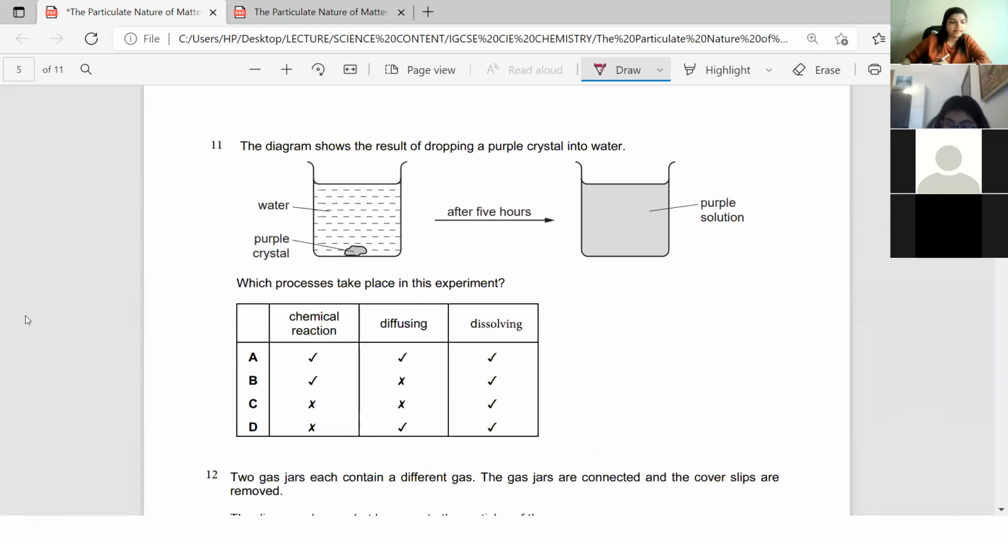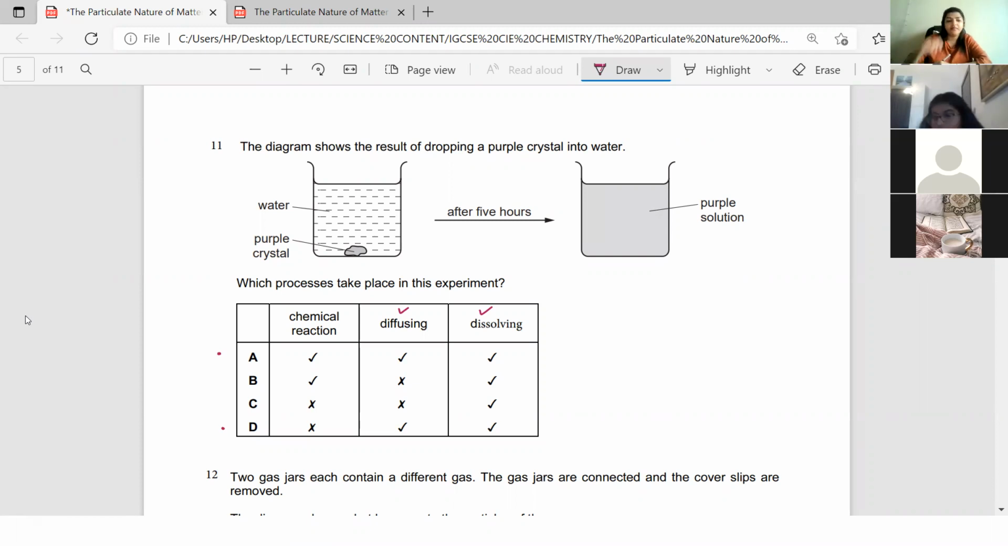Next one, Salma. The diagram shows the result of dropping a purple crystal into water. Which process takes place in this experiment? A, chemical reaction, diffusion and dissolving. Okay, so now let us check. So we know that diffusion and dissolving is definitely going to be there, correct? So answer has to be either A and D.